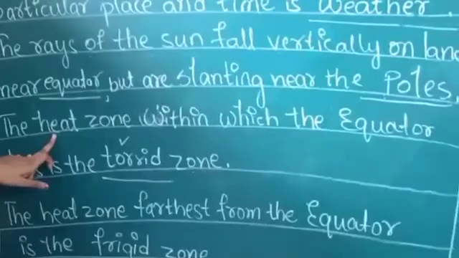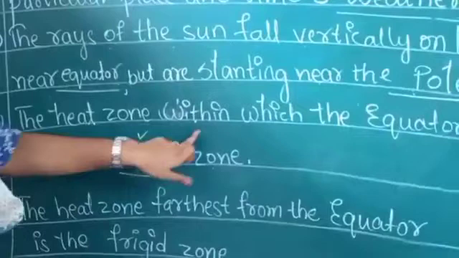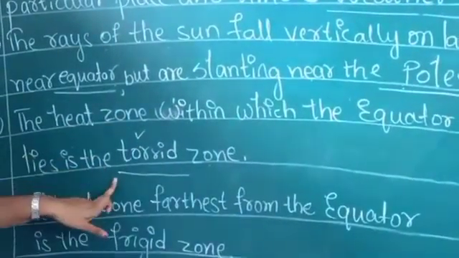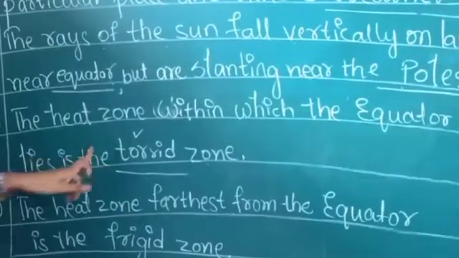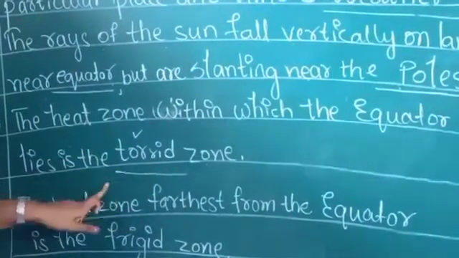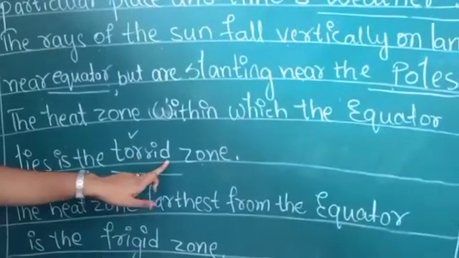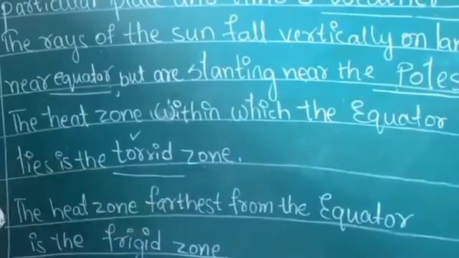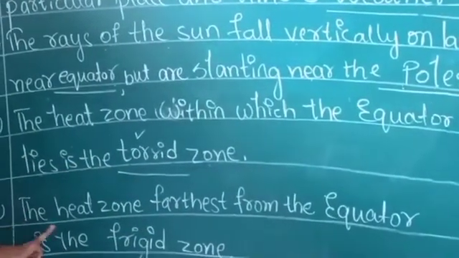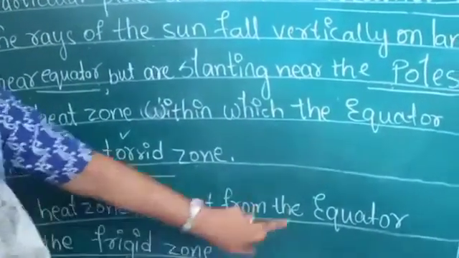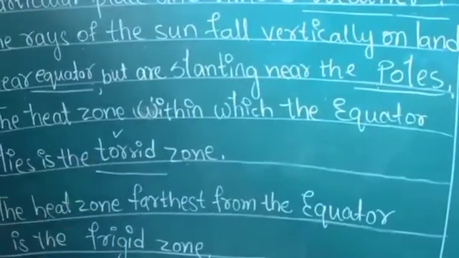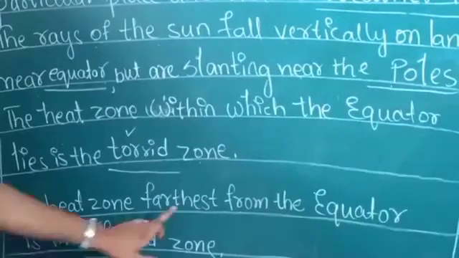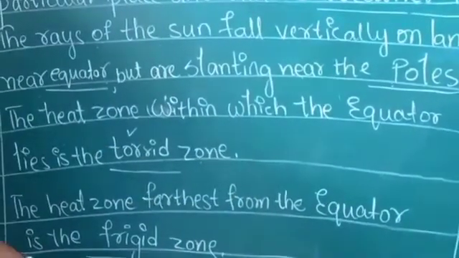E-Q-U-A-T-O-R. The heat zone within which the equator lies is which zone, beta? Torrid zone. The heat zone within which the equator lies is the torrid zone. T-O-R-R-I-D, torrid. Okay. Next, fourth one. The heat zone farthest from the equator, that is far from the equator, that we call the frigid zone.